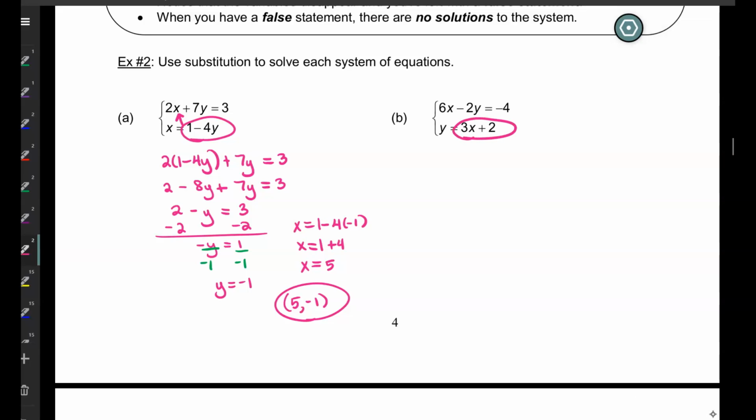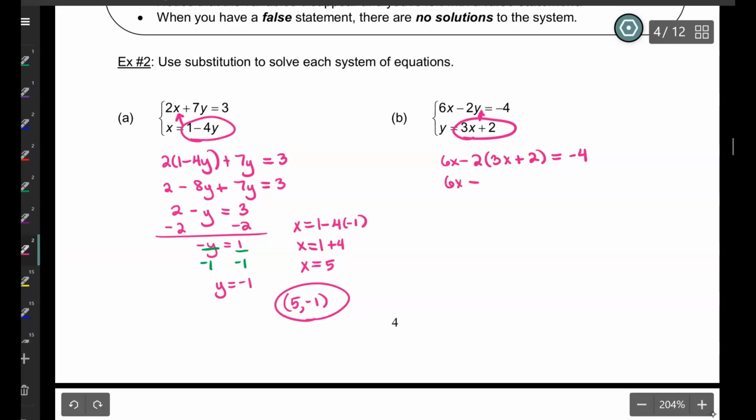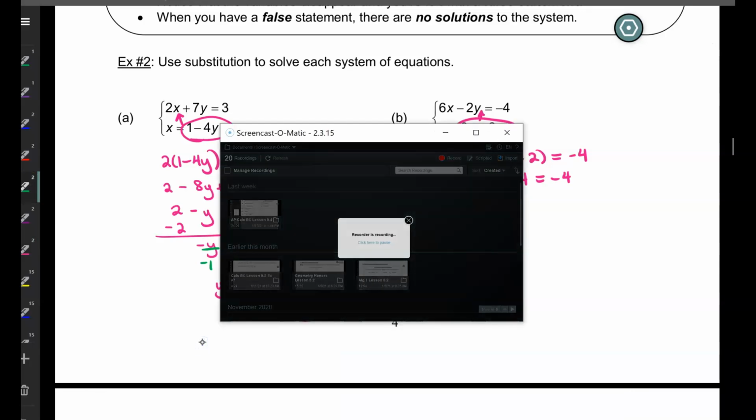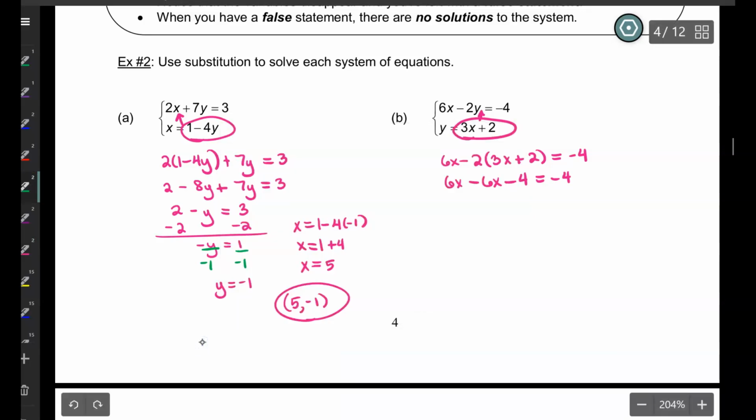Okay, let's plug this in. This time I'm going to plug in 3x plus 2. I'm going to substitute that in for y. So I have 6x minus 6x minus 4 equals -4. So these are going to cancel. I get -4 equals -4. That means there are infinitely many solutions.